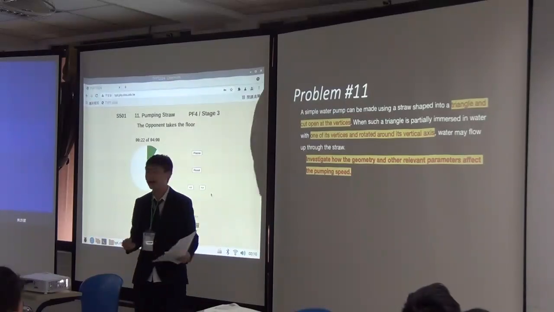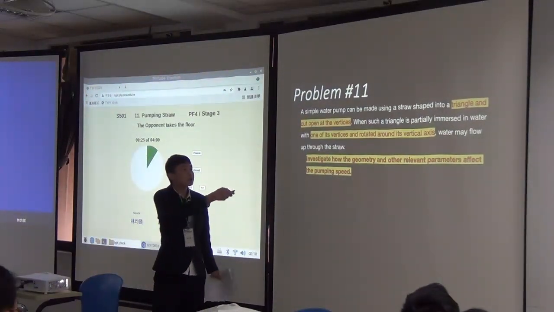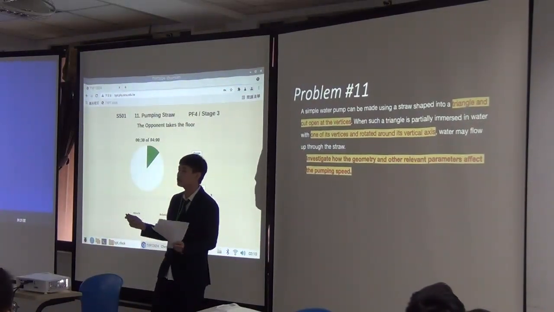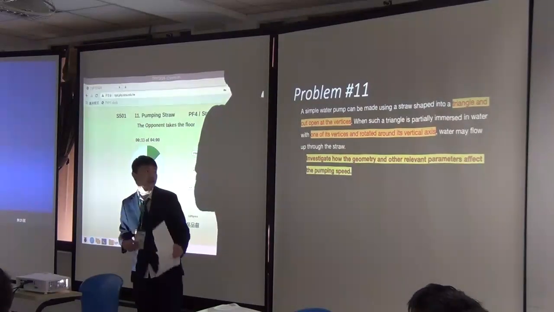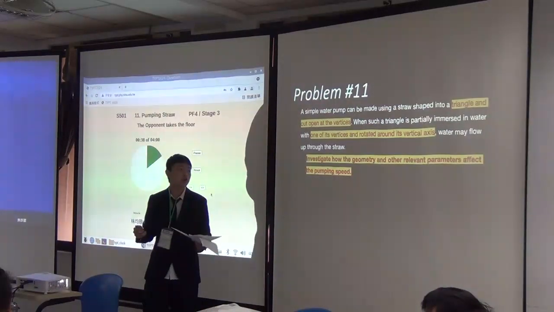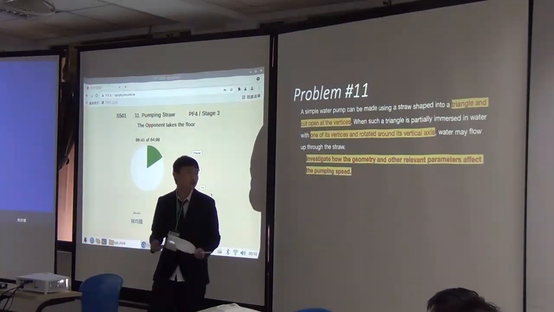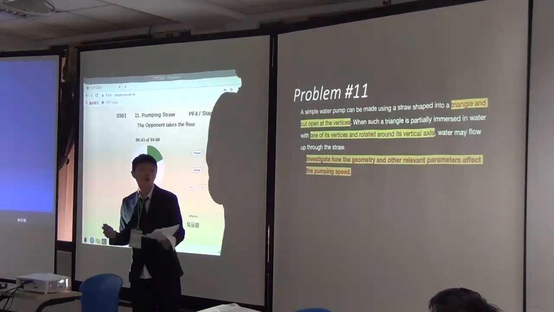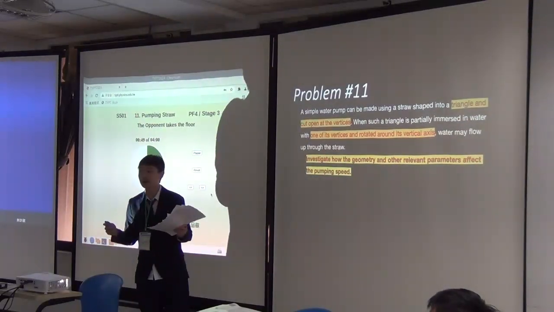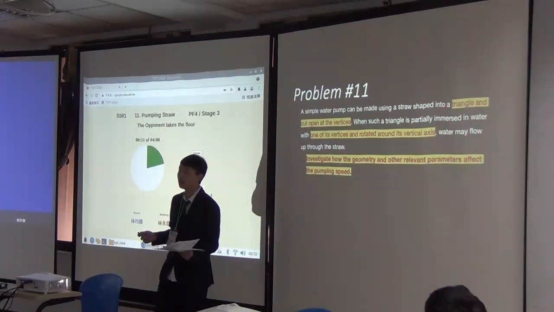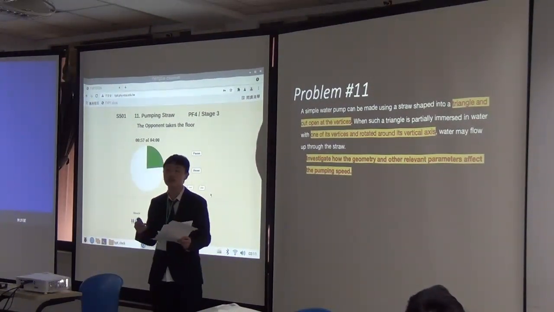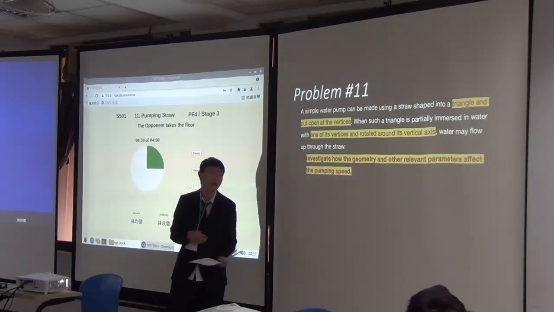So the first thing, from the problem statement, it has mentioned there will be the immersion of water. So we're concerned that the immersed depth will also affect this phenomenon and will be one of the parameters to discuss. And secondly, they told us to investigate the geometry and other relevant parameters which affect the pumping speed. From the reporter's presentation, they just mentioned different angles as their concern for geometry. But there are still some other relevant parameters such as the rotation speed, and we're concerned that they could use a motor to control the rotation speed of the pumping straw.